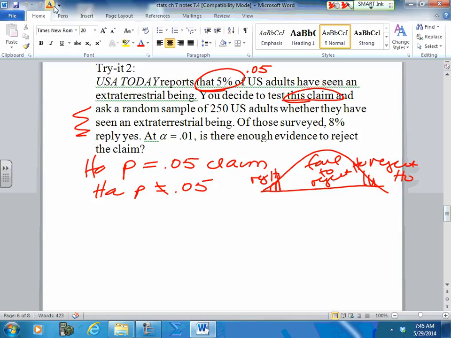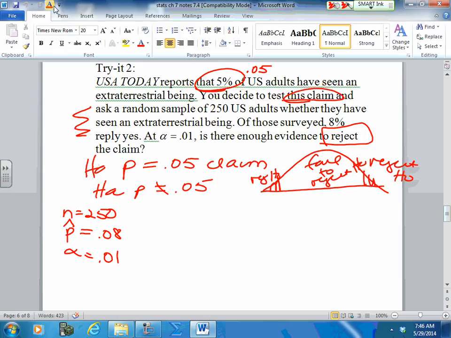Here's your sample information. God bless you. We test 250 U.S. adults. We ask them if they've ever seen an extraterrestrial being. Of those surveyed, your sample, p-hat, says 8% said yes. At a level of significance of 0.01, is there enough evidence to reject, the word reject, this claim? The reject means you have an HO as a claim. So go back and make sure that your HO is your claim.